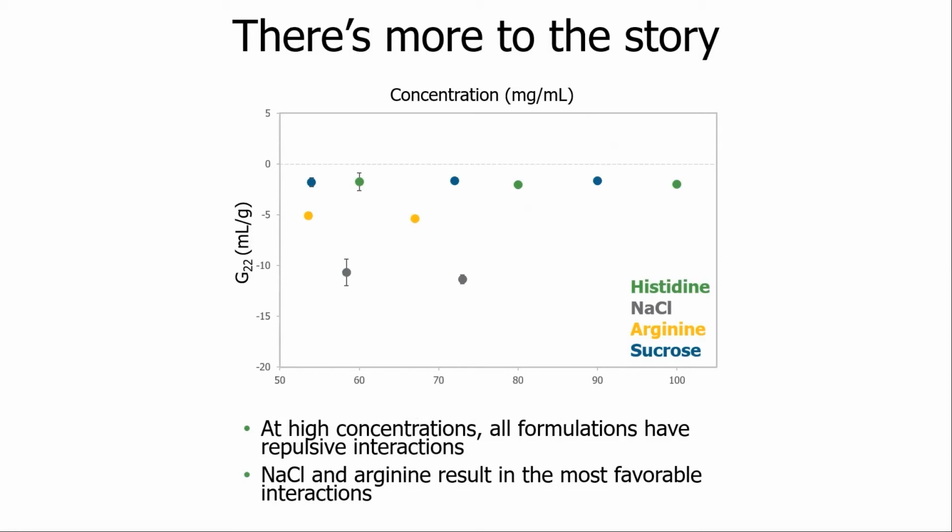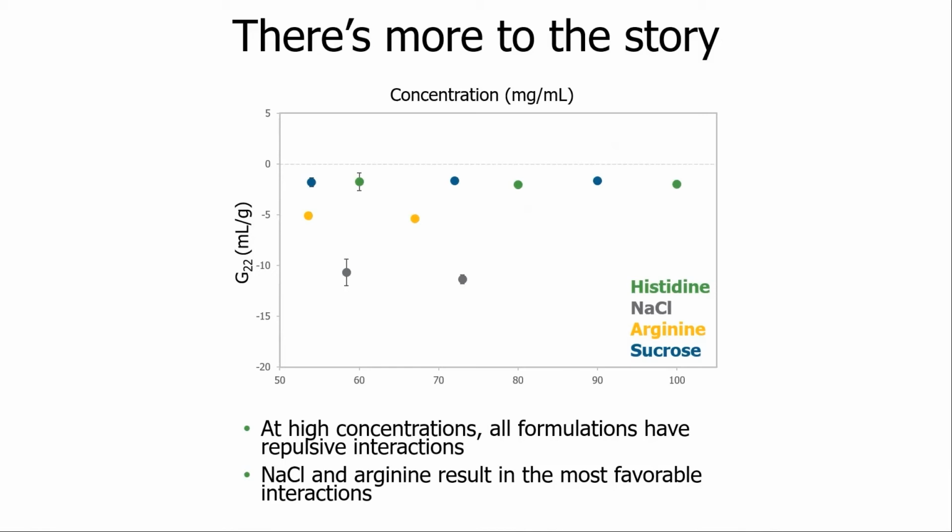At these concentrations, from 50 up to 100 milligram per mil, we can see that the histidine and sucrose buffers have slightly negative values, while our dark horse candidates of arginine and sodium chloride show larger negative G22 values. This indicates arginine and sodium chloride are actually helping prevent aggregation in these higher concentration formulations. A pretty interesting counterintuitive result that we would have missed if we didn't check things out with the G22 application.